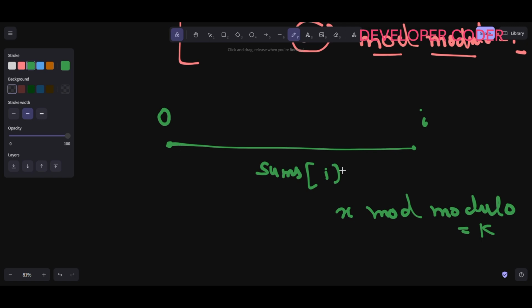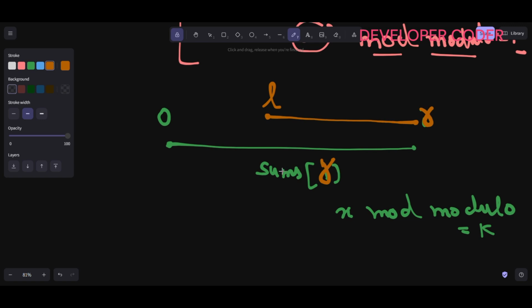So sums of i, what I'm saying here, is the number of special elements that satisfies x mod modulo equal to k in the array nums from 0 to i. Then the number of special elements in the subarray L to R is what we are going to define. Let's suppose this is L, and instead of i you can say R. So L to R you need to find.